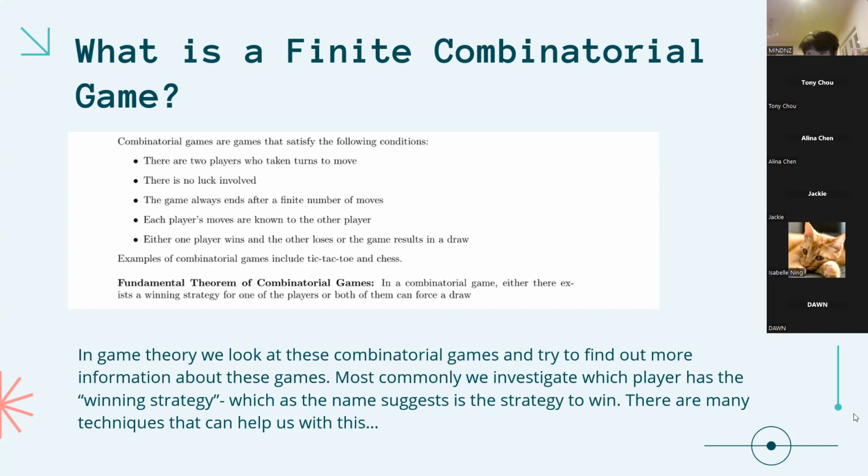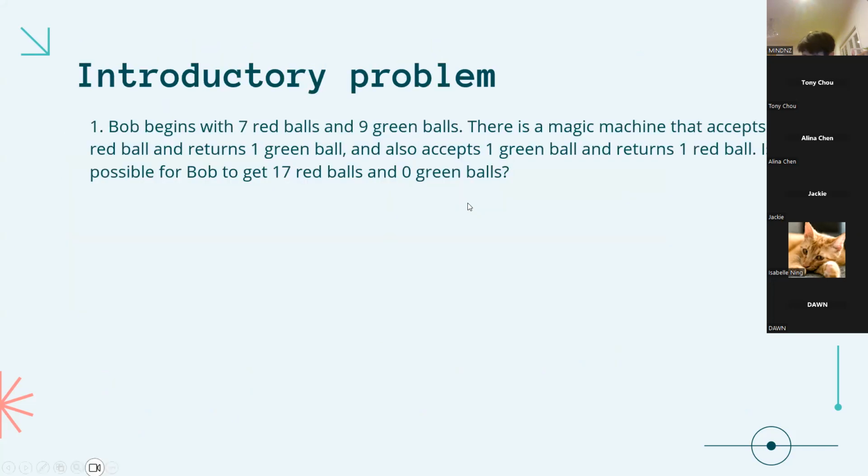Okay, so we'll move on to the next slide. Here's the problem to introduce today's concept. That should be very simple, but it's not a trick question. I guess you can kind of imagine this as a game, but Bob is playing by himself, which is kind of sad. Maybe he's playing with the machine.